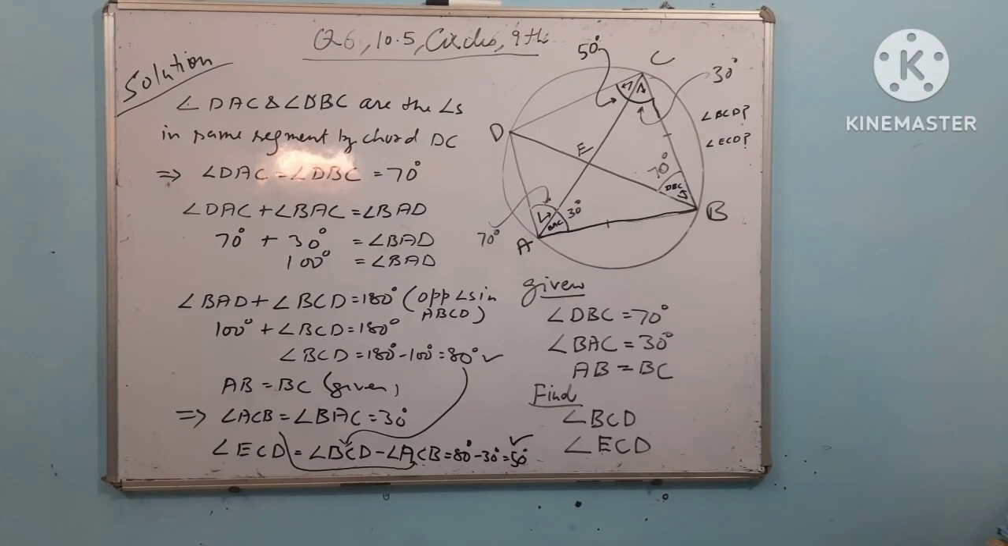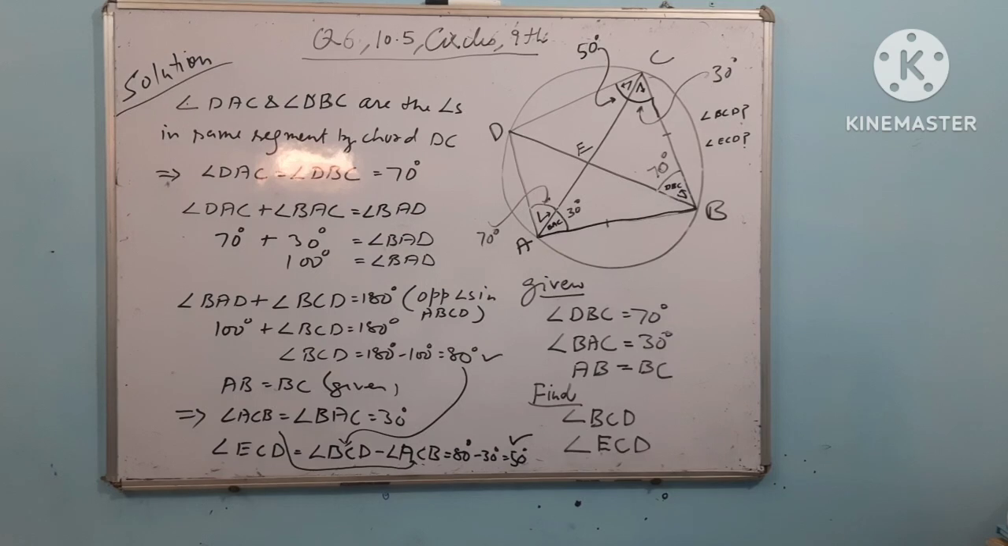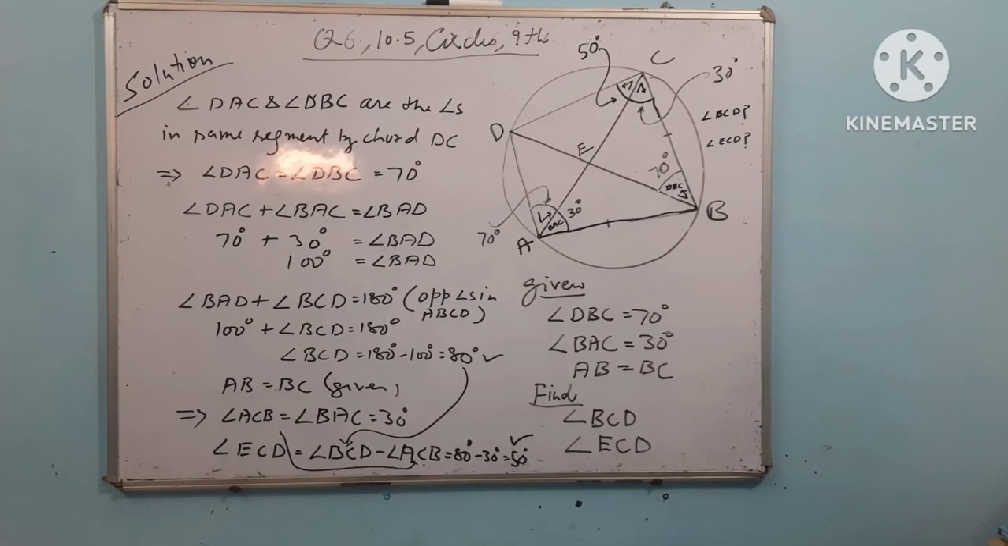My dear students, in this question, we are given a circle, and on the circle, there are 4 points A, B, C, and D. All these points are joined together to make a quadrilateral, and the diagonals AC and BD of this cyclic quadrilateral intersect at point E.